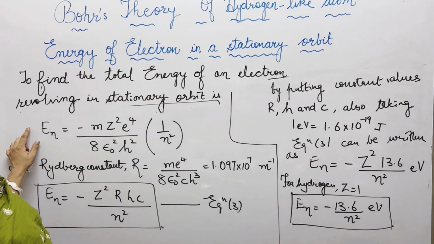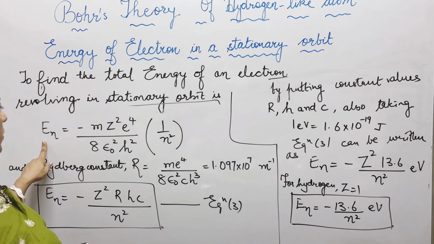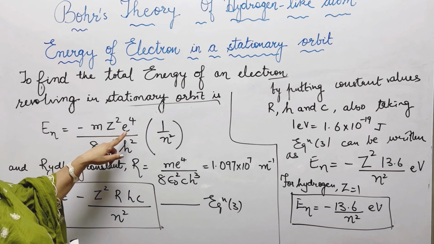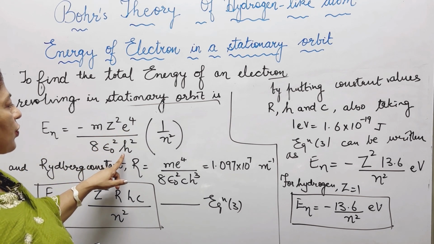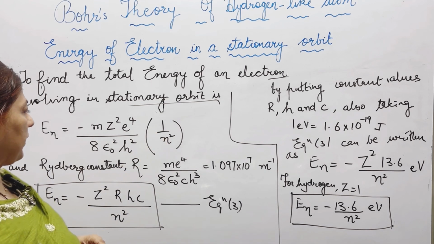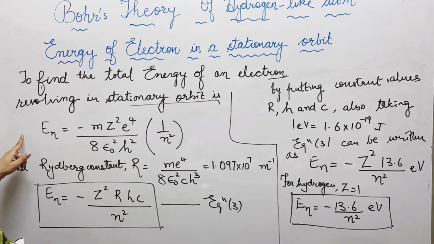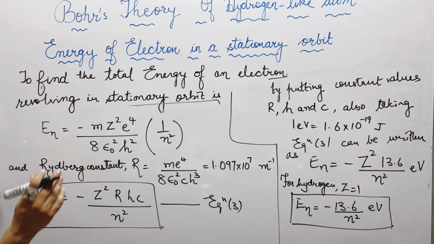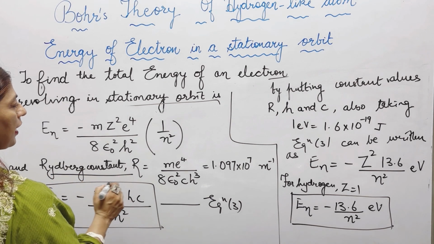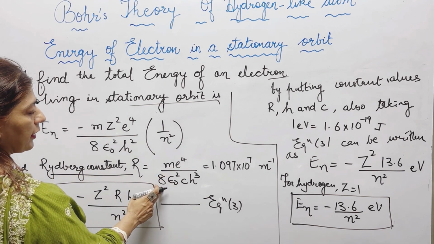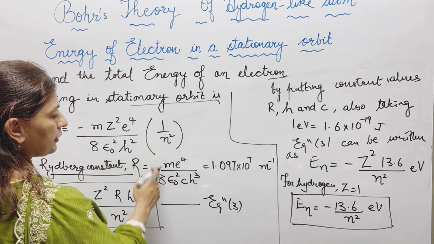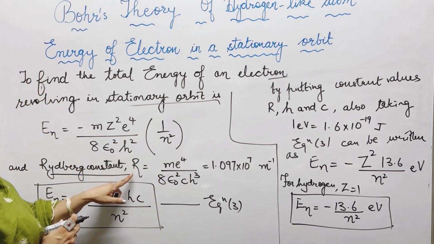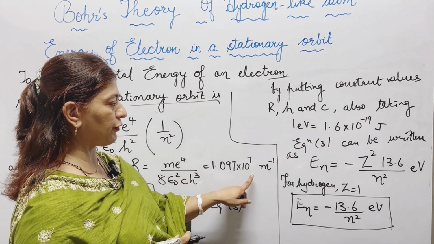Now here we have again taken the energy of the nth orbital, and for that expression that was equal to minus m z square e to the power 4 upon 8 epsilon naught square h square in the denominator multiplied by 1 by n square. So this is the expression that we have derived, and we have defined Rydberg constant, that is capital R, that is equal to m e to the power 4 divided by 8 epsilon naught square c h cube. And putting the values of the constant, the value of this R comes out 1.097 into 10 power 7 per meter.